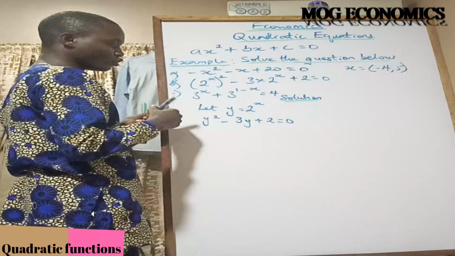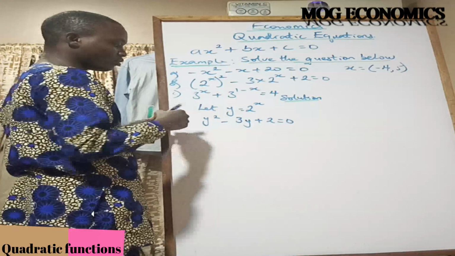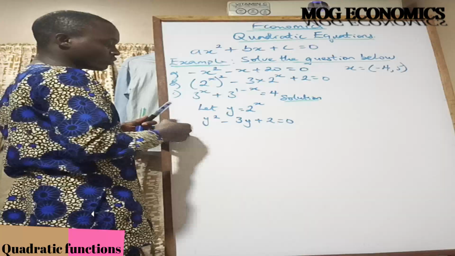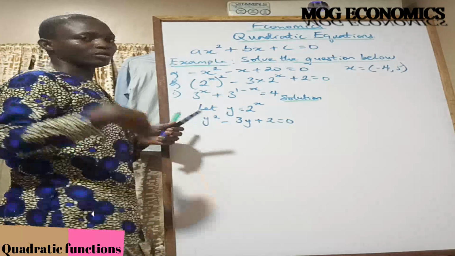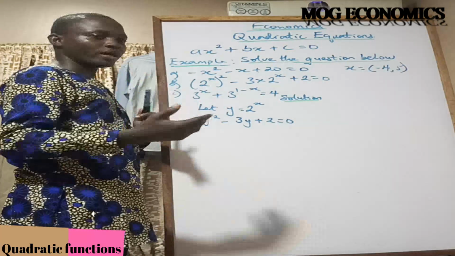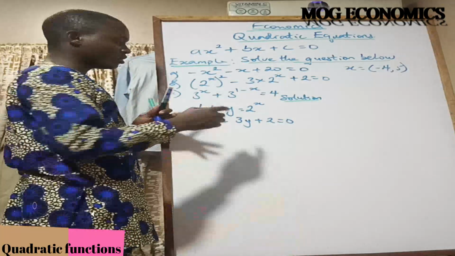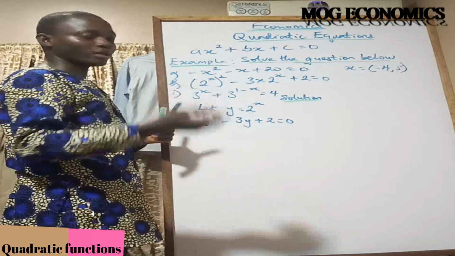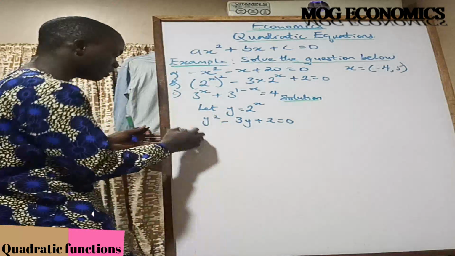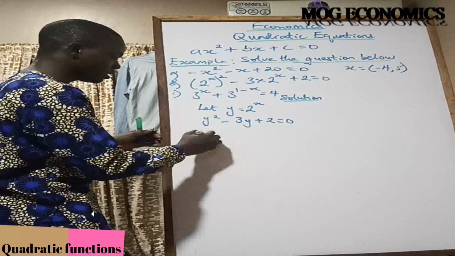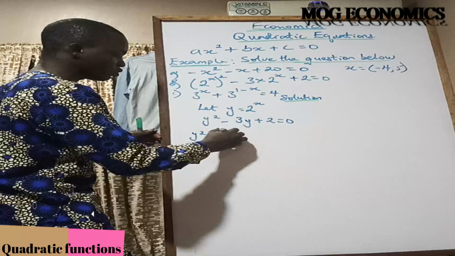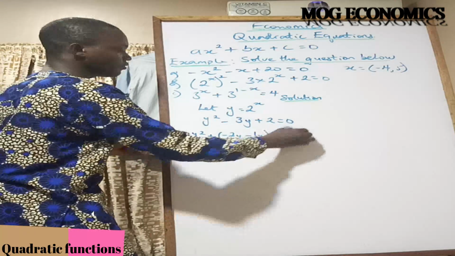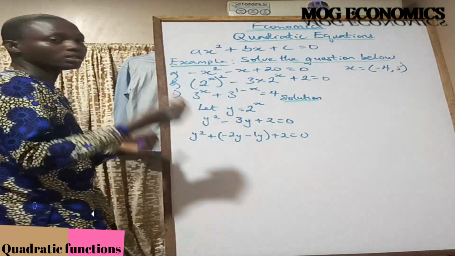So let's think of two numbers that when we multiply them will give us 2y squared. That's 2 times 1 gives us 2y squared. But this is minus 3, so I need minus 2 and minus 1. So minus 2y times minus 1y will give me 2y squared. Then minus 2y minus 1y will give me minus 3y. So let me just expand this. I'm going to have y squared plus minus 2y minus 1y plus 2 equals 0.